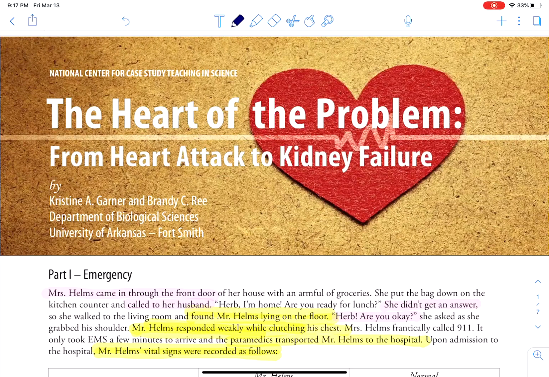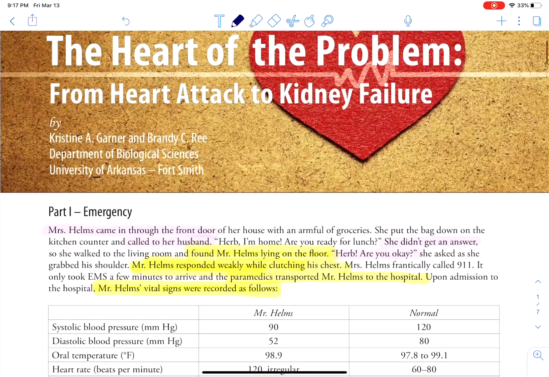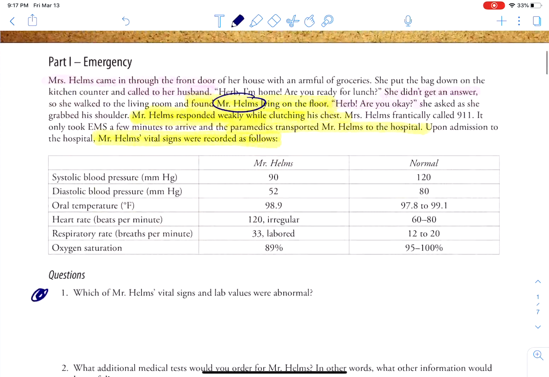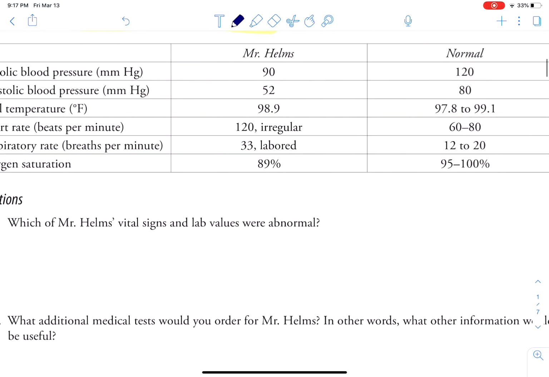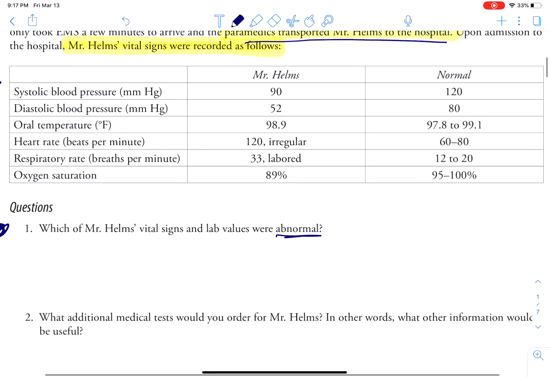Okay, so let's review the case study that we've been going over in class, The Heart of the Problem. This is a story about Mr. Helms. And what happens to Mr. Helms is he had a heart attack. The paramedics transported him to the hospital, and these are the vital signs we got. So let's go through the vital signs and find out which one of these were abnormal.